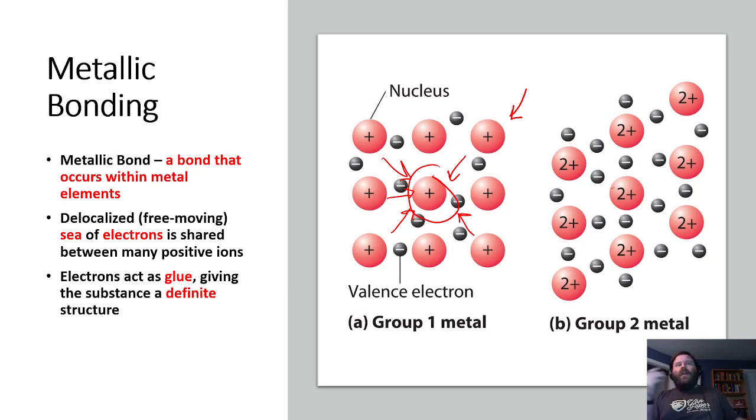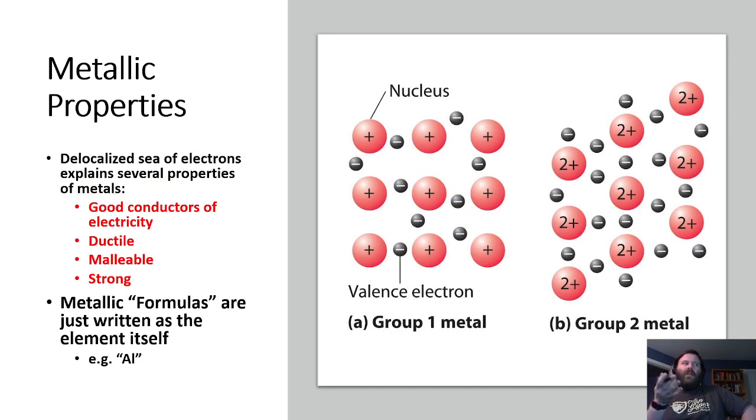But they're all stuck together by being attracted to all the electrons that are in between them. They shield each other from the charge from the other nuclei. So in this way, the electrons act like a glue and stick these nuclei together in this crystalline pattern and give it a structure.